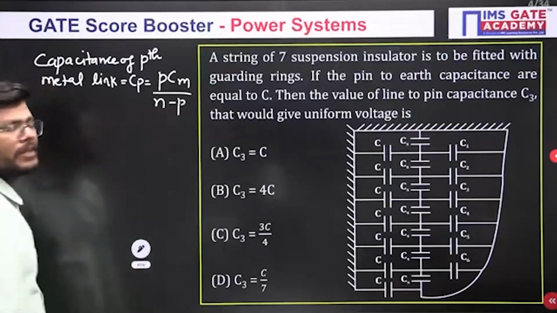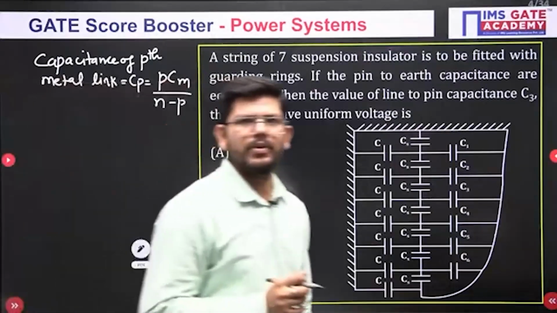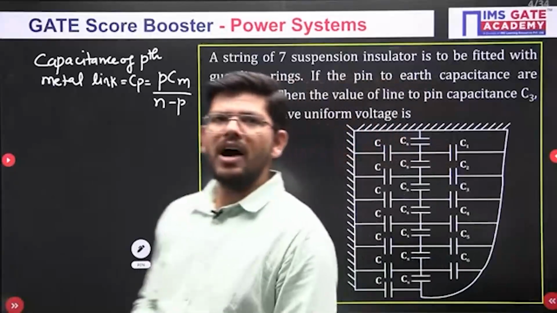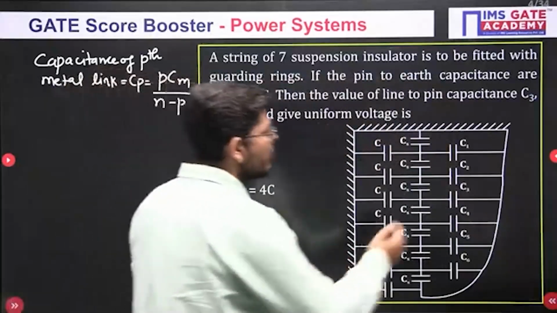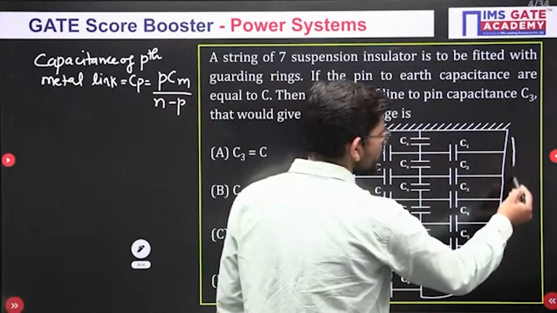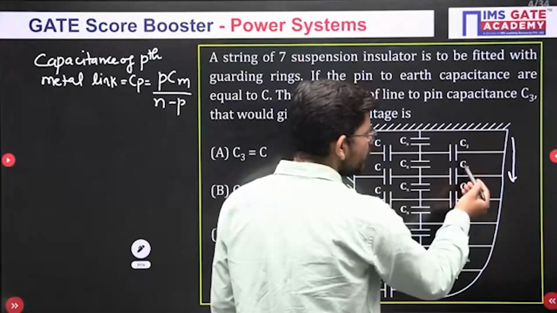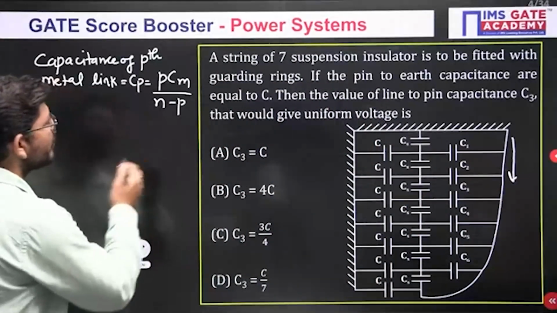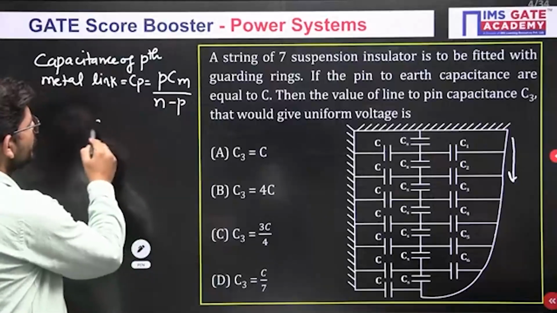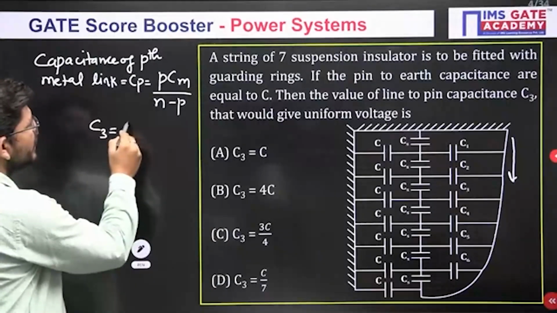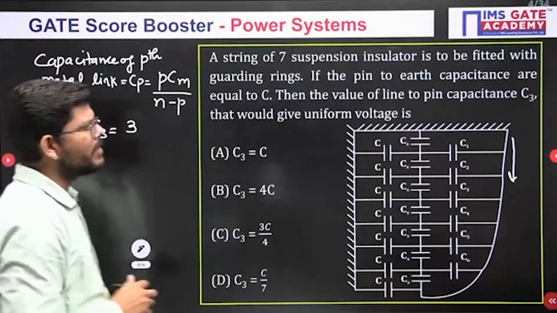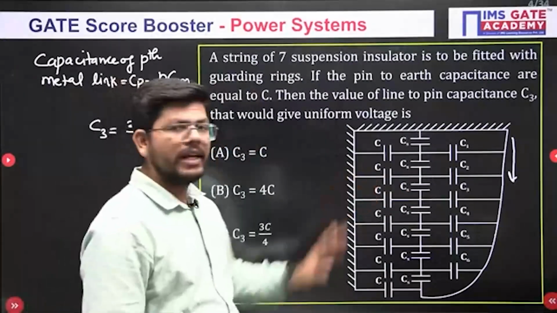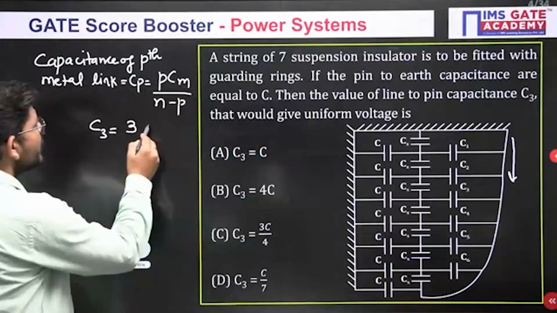Okay. What is P? P is the metal link number, and we have to count it from the top. So if you are counting from the top, you have to count in this order 1, 2, 3. So C3 we have to find. So metal link number will be 3. Okay. So we will be writing here C3. The metal link number will be 3. Cm is pin to earth capacitance, which is given here C. So you will write here C.